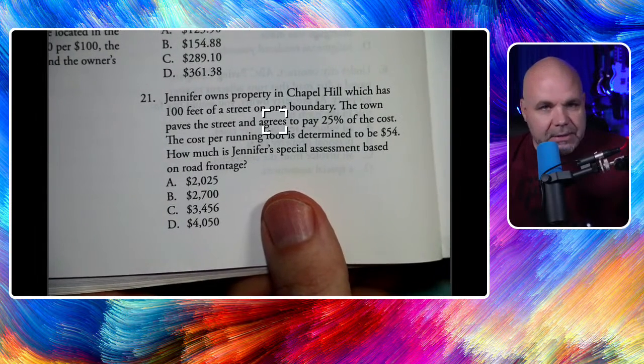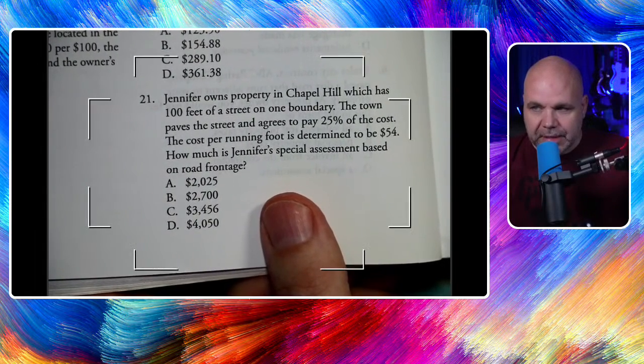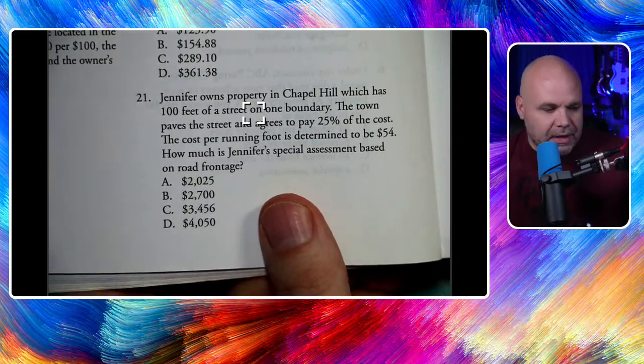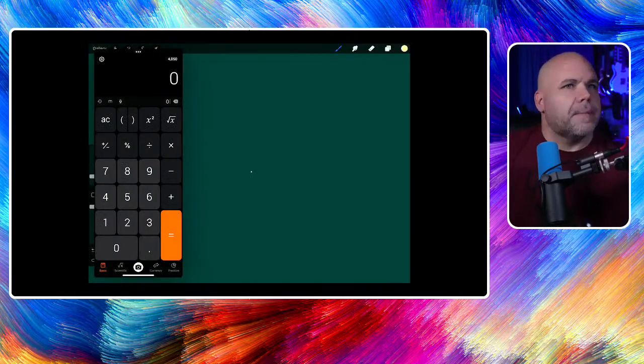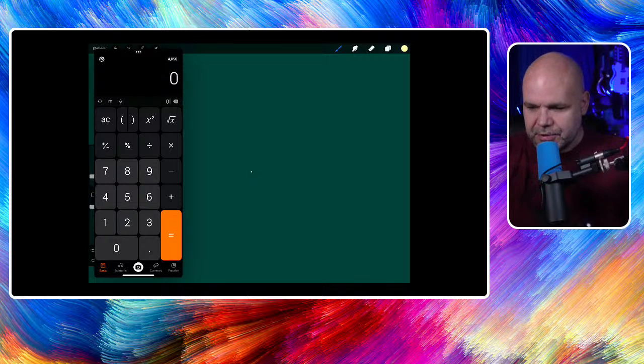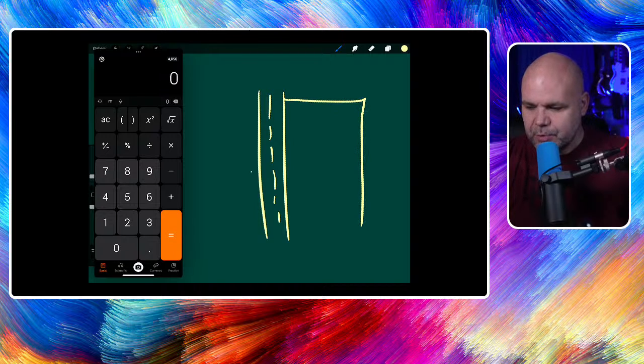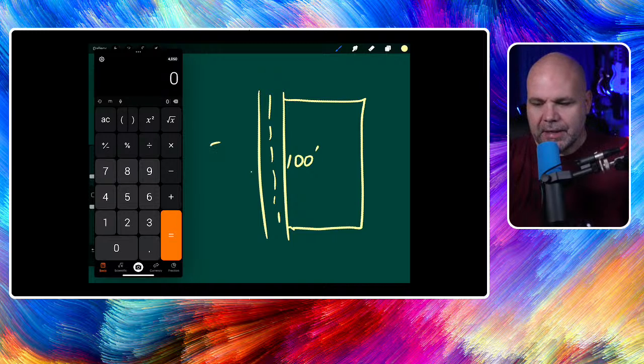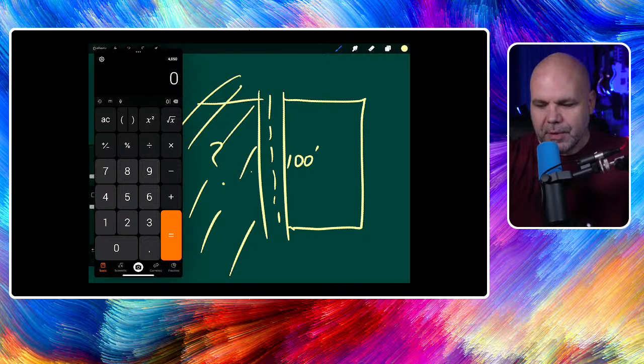So this is a very testable question. It's something you will need to be able to do. Let's take a look at it on the iPad here. And here's our street. Here's the street that Jennifer fronts. This is Jennifer's property, and she's got 100 feet of street frontage. That's her portion. Keep in mind, somebody else owns the land over here. It might be more than one person that owns the part right in front of Jennifer. It doesn't matter. Somebody else is going to be sharing the cost with her.